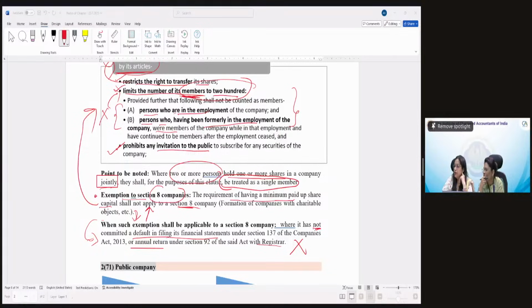Okay, so a student is asking the difference between OPC and proprietorship. OPC is a form of company and proprietorship is not. Both are run by a single member. In proprietorship, there is no legal requirement to have a nominee. It's not a company, but OPC is a company.